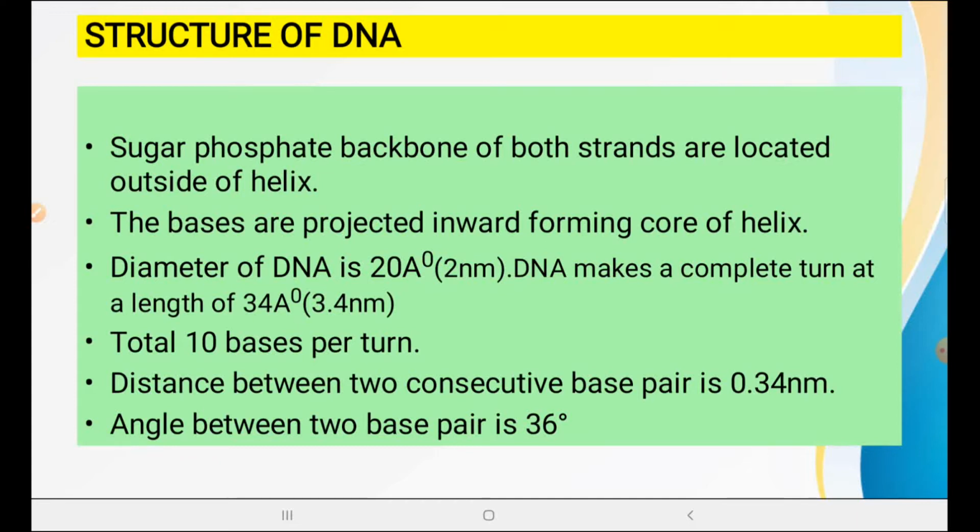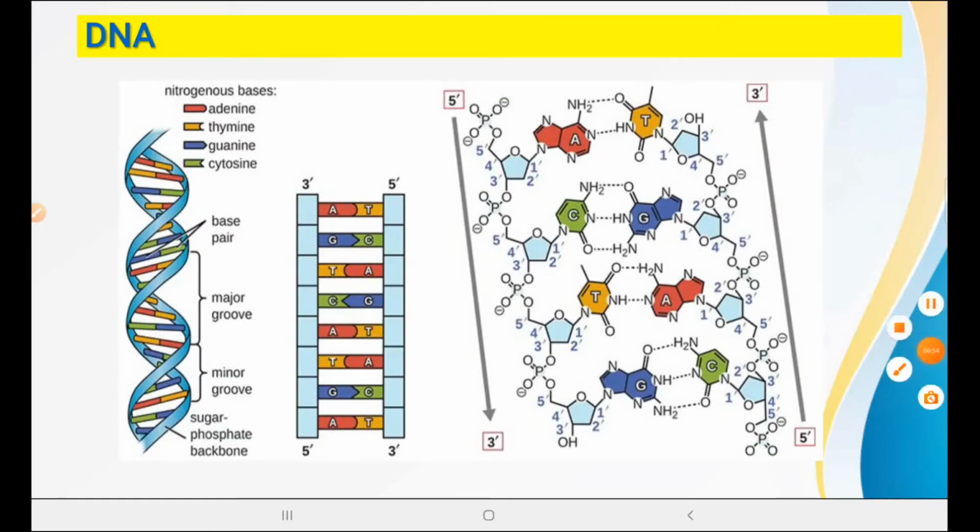Got it? Now, as far as the dimension is concerned, the diameter of DNA is around 20 angstrom, that is around 2 nanometer, and the DNA makes a complete turn at a length of 34 angstrom. There are 10 bases per turn. So the distance between two consecutive bases is 0.34 nanometer. The angle between two base pairs is 36 degrees. Now let us see how these are present.